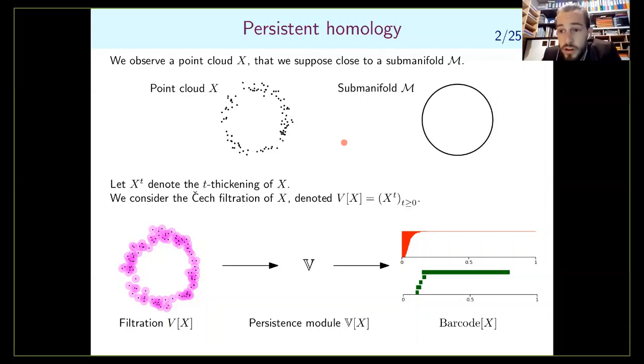So it begins with the filtration of your space. In this talk, we only deal with Čech filtrations. So the thickening of X, the offset of X, is denoted X_t, the t-thickening. And the Čech filtration of X, the collection of all thickenings, I denote it V of X. Once you have a filtration, you can consider the corresponding persistence module by applying the homology functor, and you can compute its barcodes, and you hope to read the homology of your submanifold in this barcode.